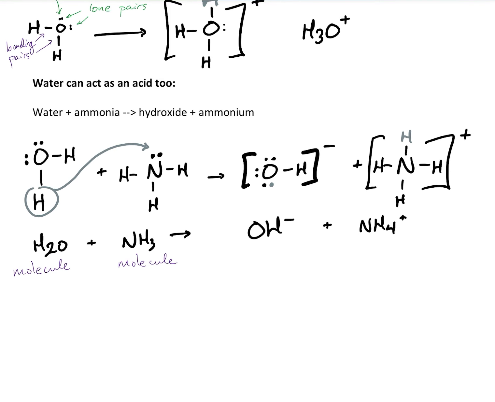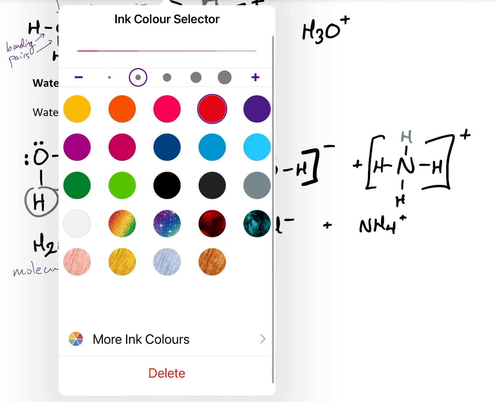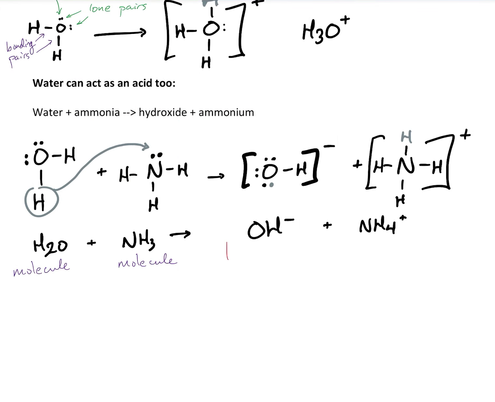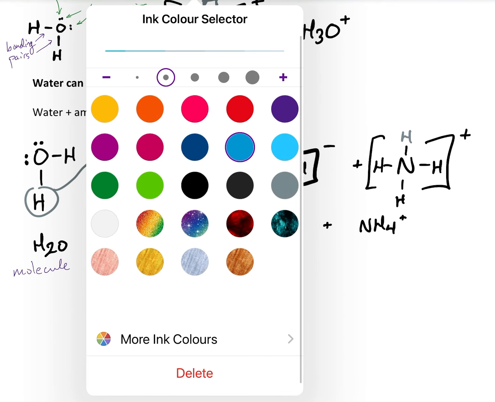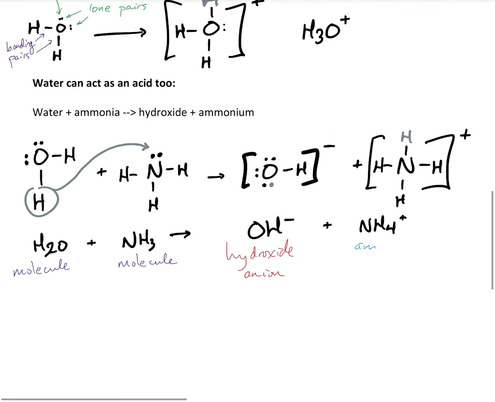But when a proton gets transferred, that generated the hydroxide anion and the ammonium cation. And this is why ammonium is a cation. Because it was an ammonia molecule originally that picked up a proton. So now it's positively charged. But there's no metals involved because, well, we started with molecules.